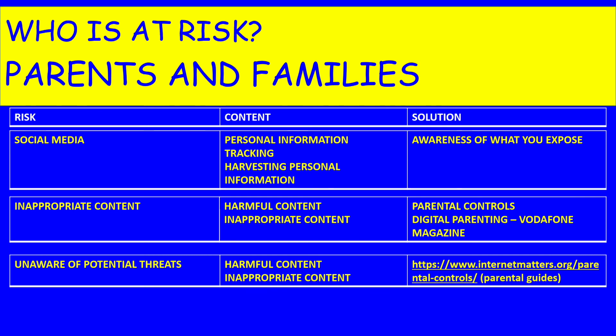Okay, so the next set of who is at risk is for the parents and families. The first thing we need to look at is the social media aspect. Everybody's using social media, whether it's Facebook, Twitter, Instagram, all different types of social media, Snapchat. We need to be thinking about what personal information we are sharing about ourselves, what information we're sharing about our families and our children. Would you freely be sharing that information with everybody and anybody on the internet?